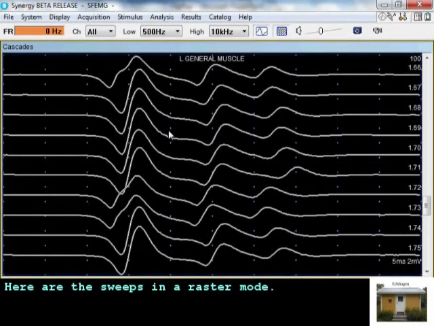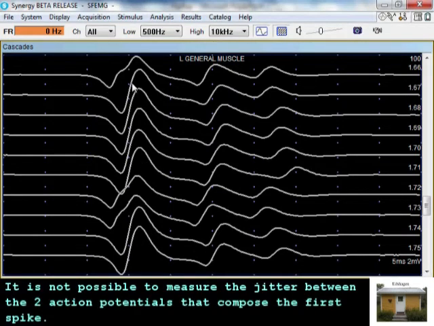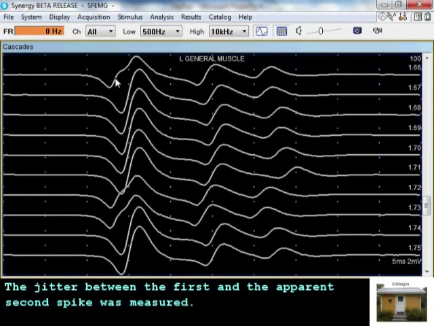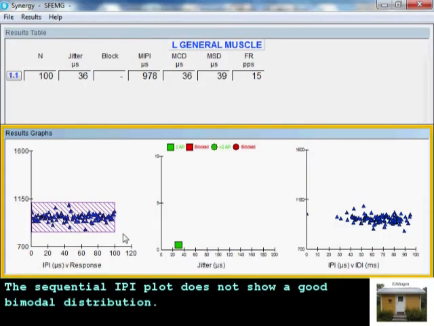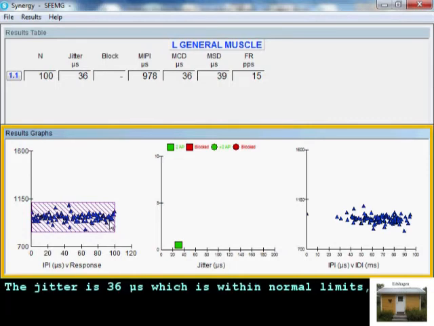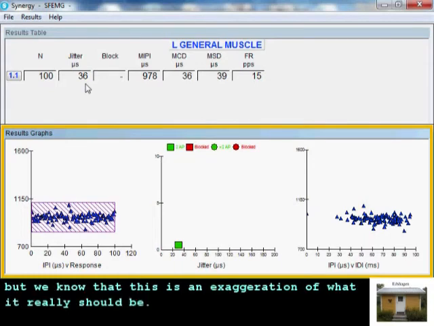Here are the sweeps in raster mode. Note the two shapes of the first spike. It is not possible to measure the jitter between the two action potentials that compose the first spike. The jitter between the first and the apparent second spike was measured. The sequential IPI plot does not show a good bimodal distribution. The jitter is 36, which is within normal limits, but we know that this is an exaggeration of what it really should be.